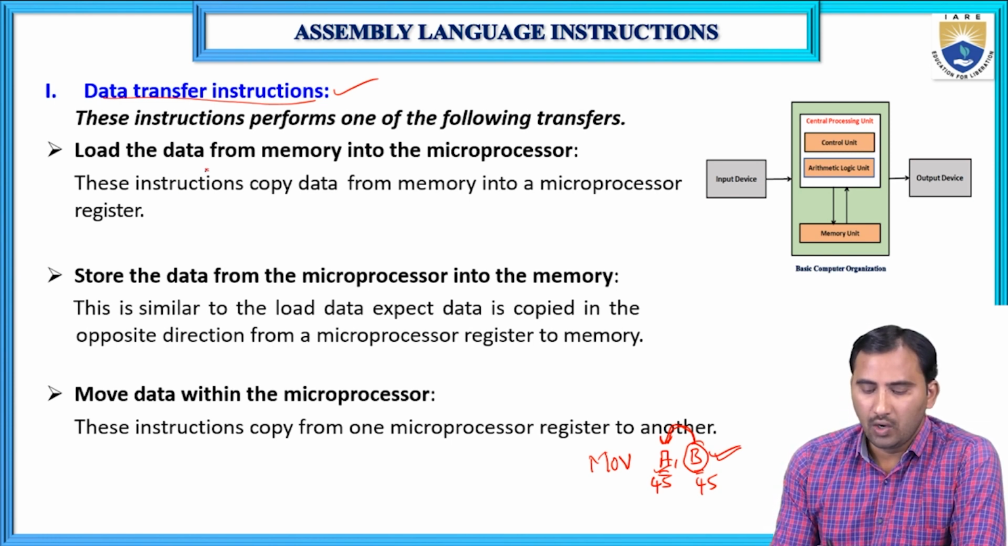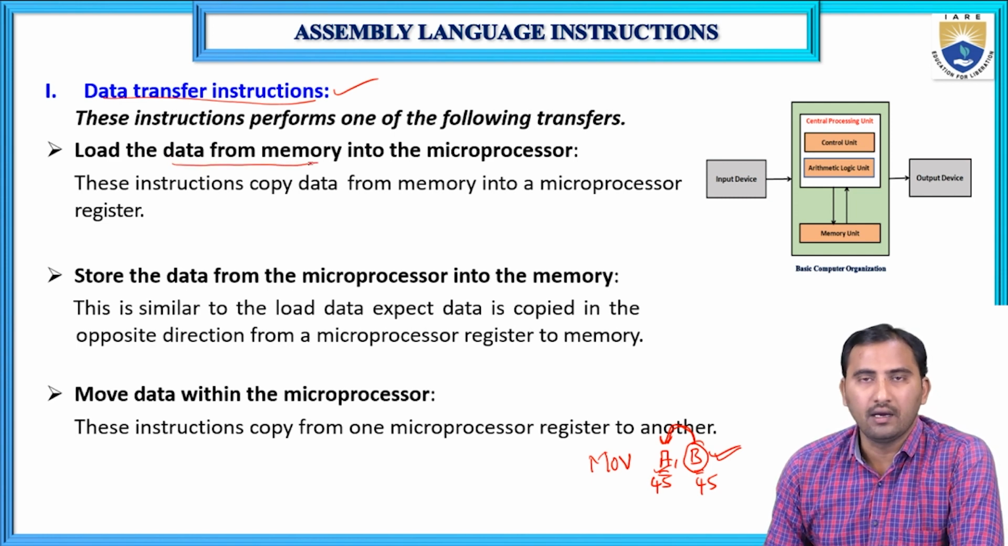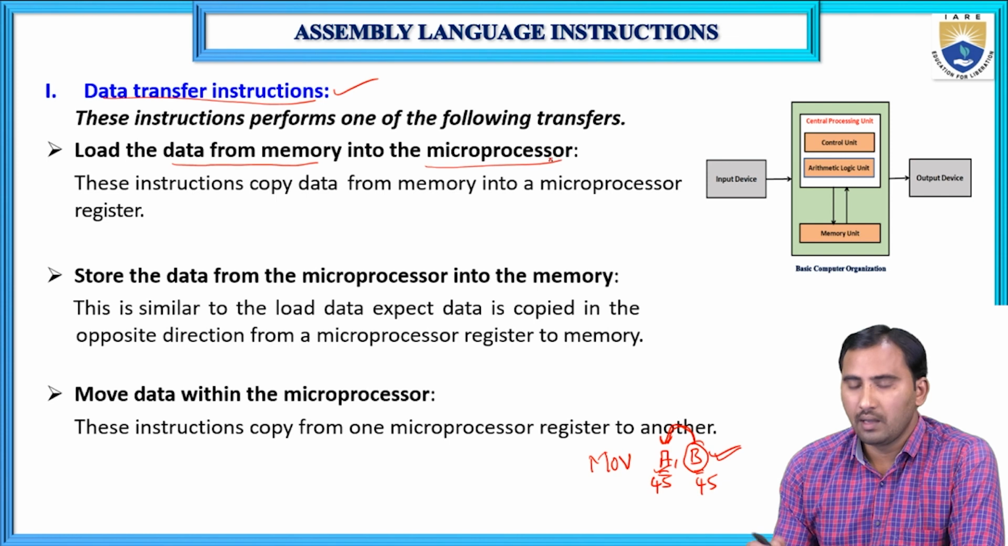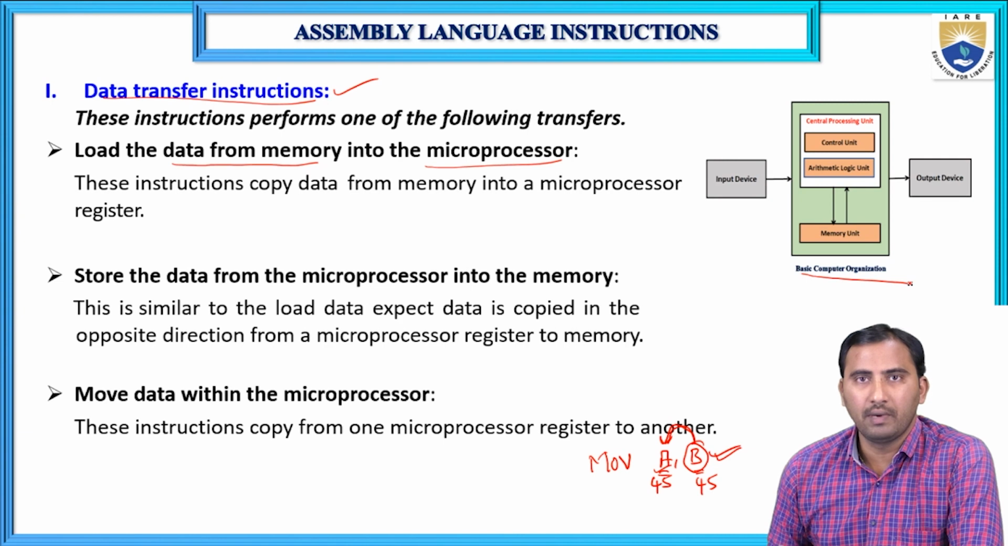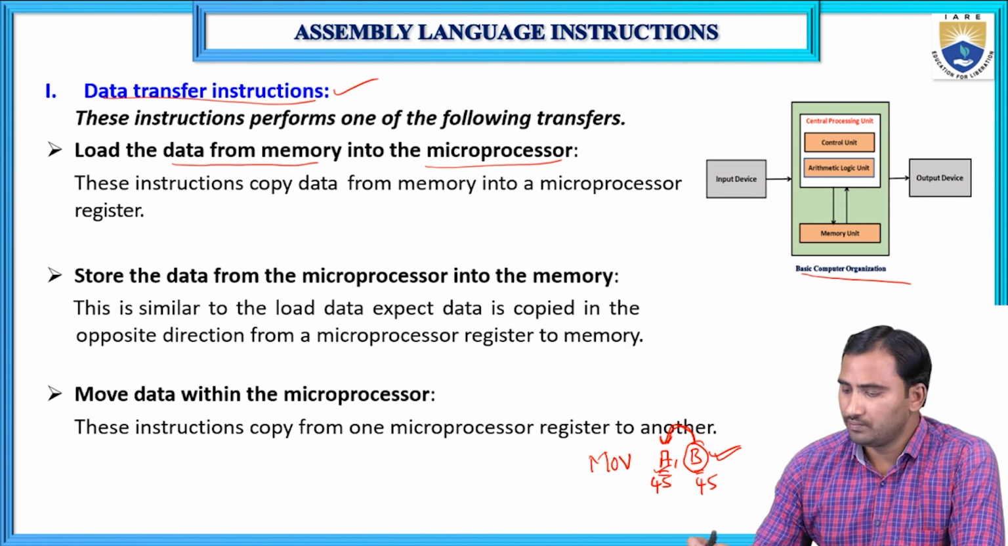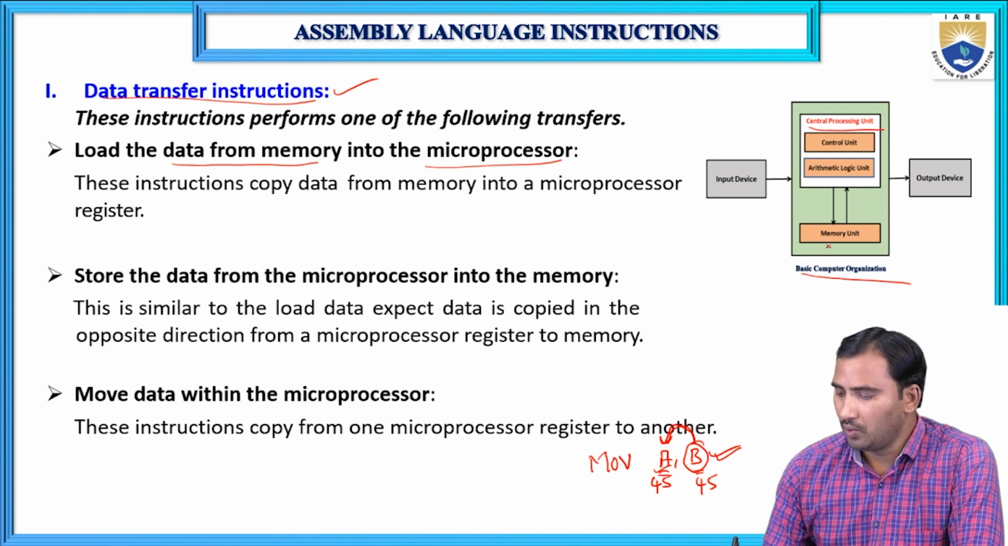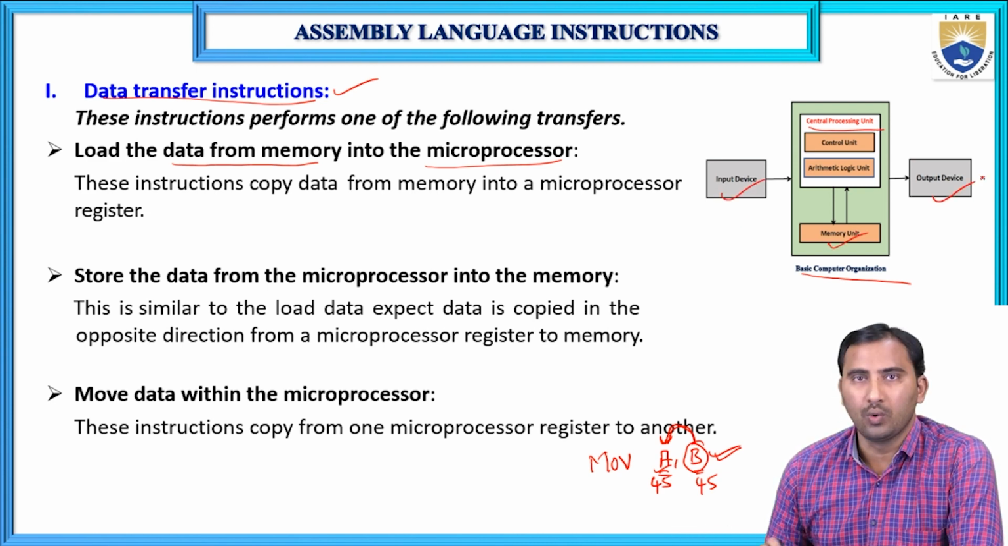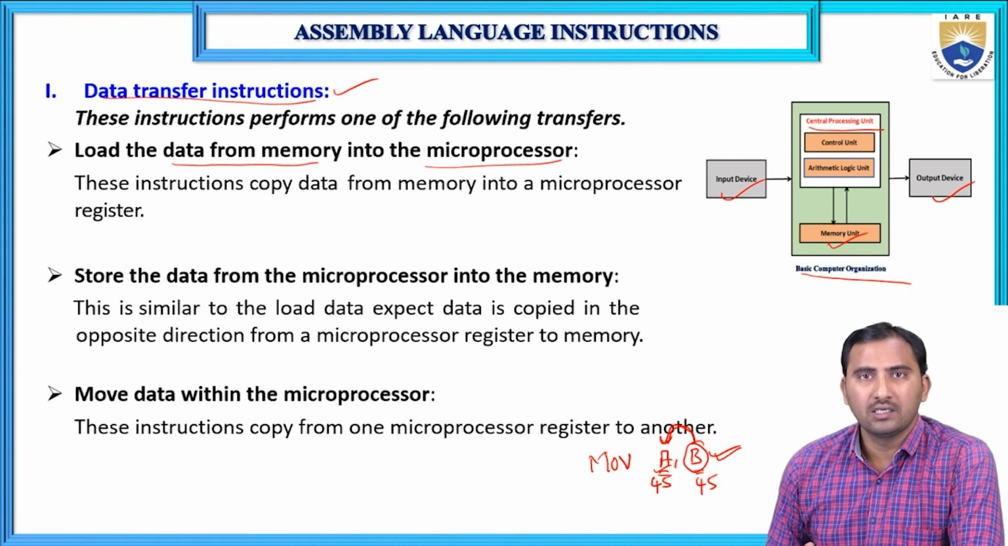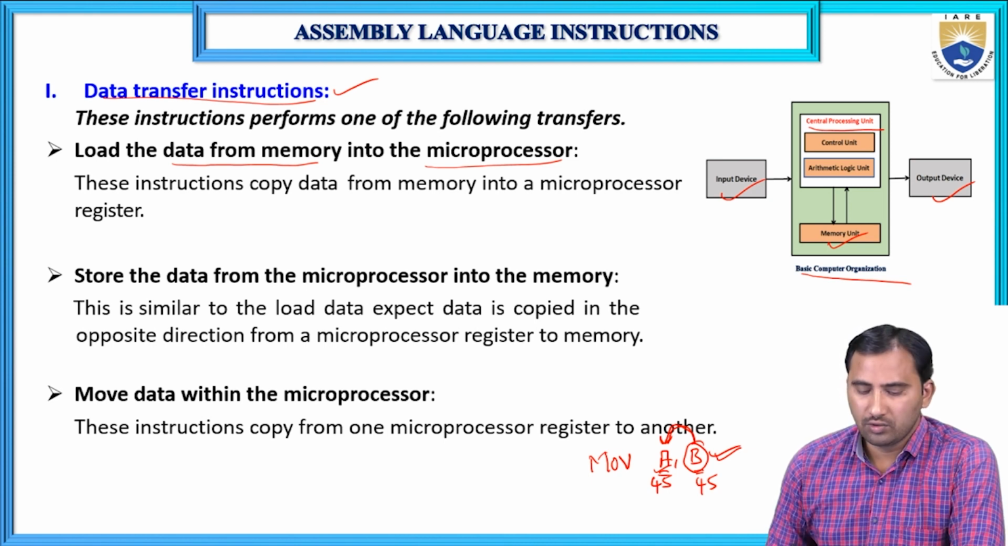First one is load the data from memory into the microprocessor. If you look into the basic computer organization, it mainly contains CPU, memory unit, and input output units. So it contains mainly three subsystems: CPU, memory subsystem, and input output subsystem. Here we are copying the data from one subsystem to another subsystem, or one component to another component.